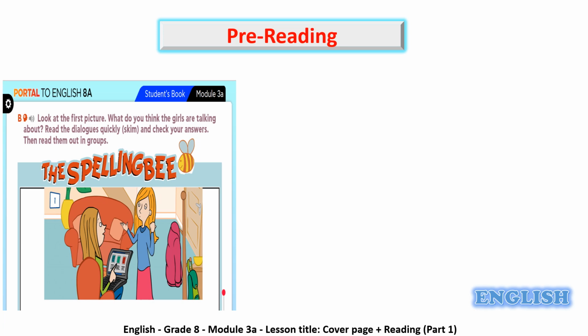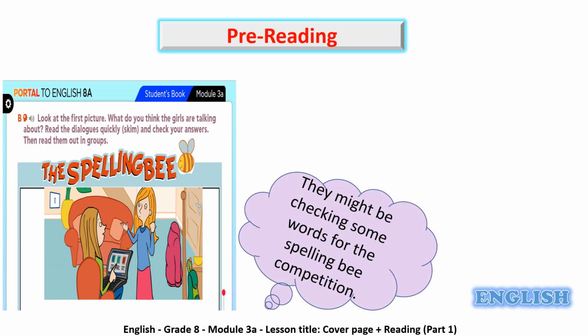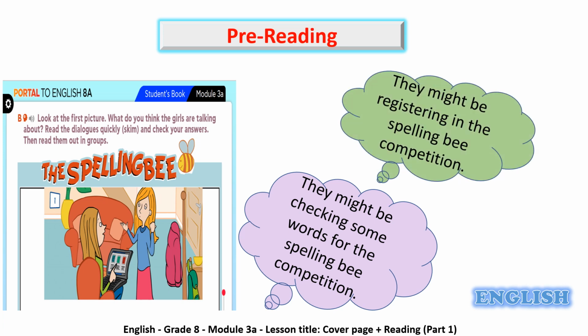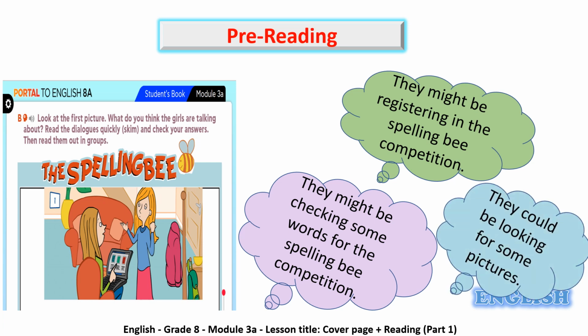Look now at this picture. Try to predict what the two girls are talking about. You can base your prediction in grade 8 not only on the picture but also on the title of the text. So look again. What do you think? What are these two girls talking about? What are they looking for? What are they checking? Some possible answers: They might be checking some words for the spelling bee competition, they might be registering in the spelling bee competition, or they could be looking for some pictures.